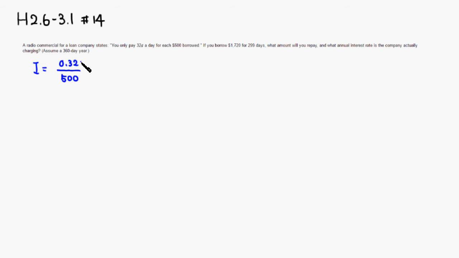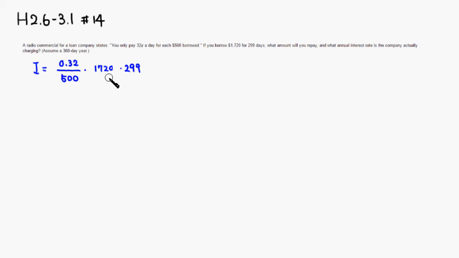So since they borrowed 1,720, we multiply this by 1,720, and this is a daily rate. So they borrowed it for 299 days, so you would have to multiply by 299, right? I guess you don't really need the parentheses there. So that will be the interest.